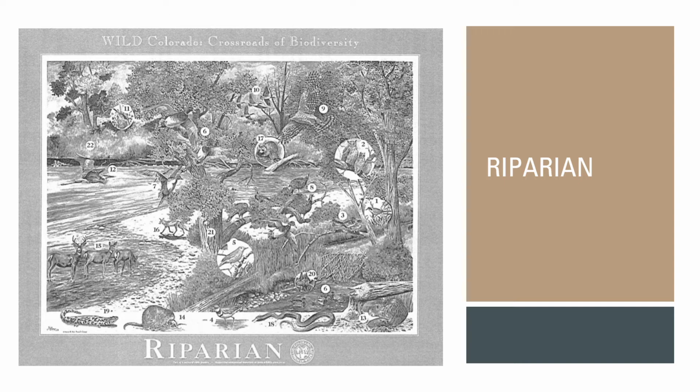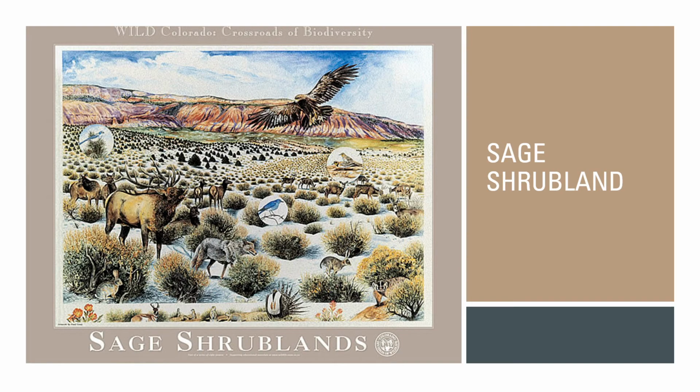Okay, so riparian areas, they're found fairly everywhere across Colorado, but we're going to be looking at these. So this is an option for you today. Next one, ooh, bright color, good color. Our sage shrubland. If you look out anywhere around you, this is probably what it's going to look like. We live in a pretty sage shrubland area around us.